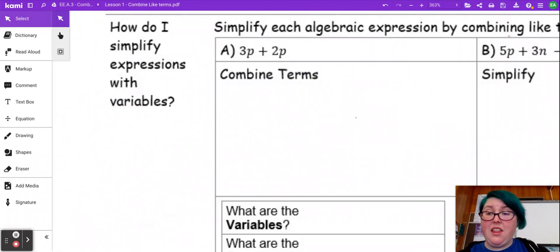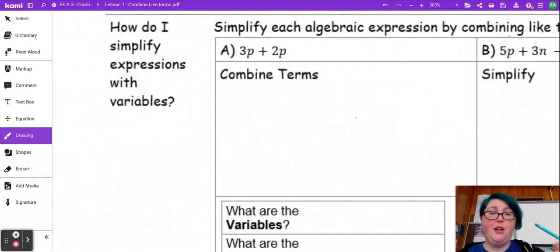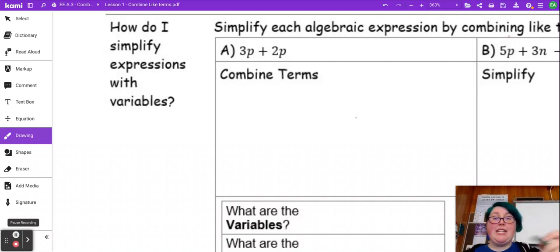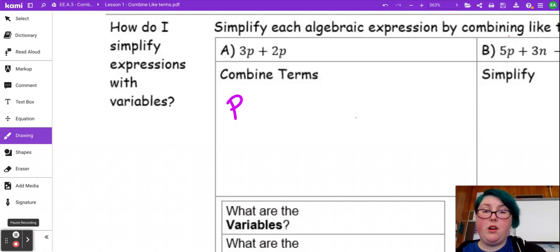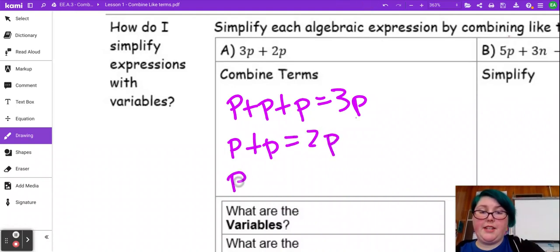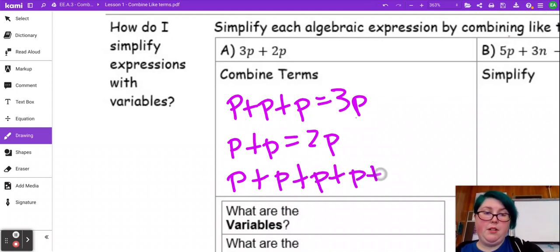How do we put all of this together? How do we simplify expressions with variables? Well, we are going to combine like terms. So you'll see in A, we have 3p plus 2p. So let's expand it out. 3p we know means p plus p plus p equals 3p. We know that p plus p equals 2p. So if we write all of these out, p plus p plus p plus p plus p will equal 5p.